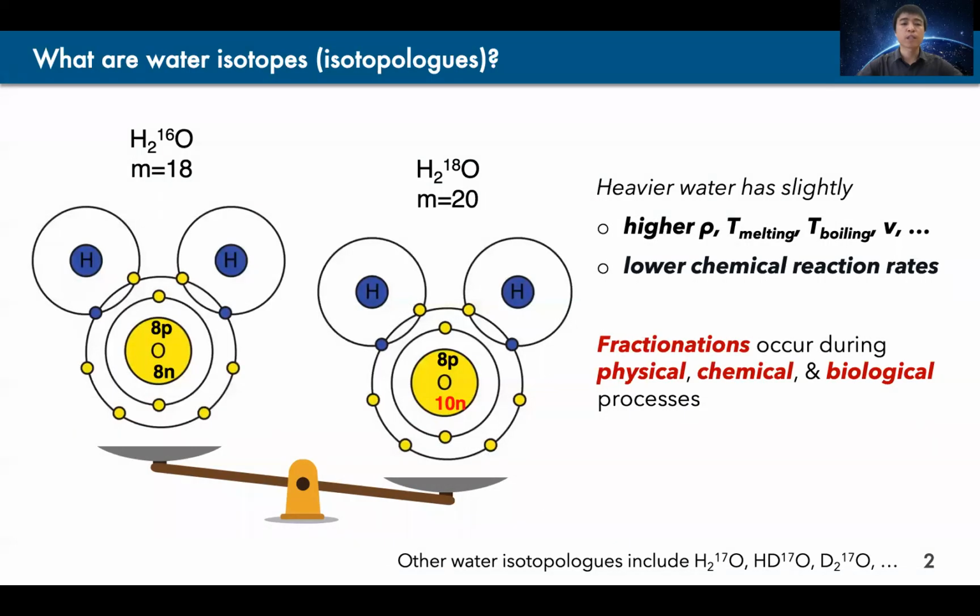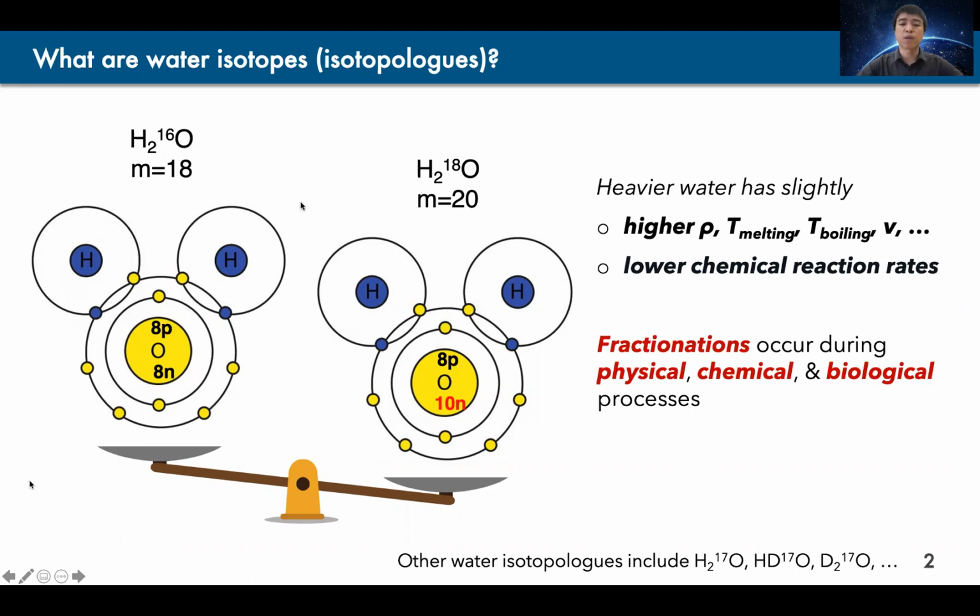So first, a very basic question: what are water isotopes? We know that for regular water, the molecular form is H2-16O. For the oxygen here, we have 8 protons and 8 neutrons. And H2-16O is not the only molecular form for water. We also have H2-18O, where the oxygen has 10 neutrons. As a result, you see that the molecular mass is higher, 20 against 18.